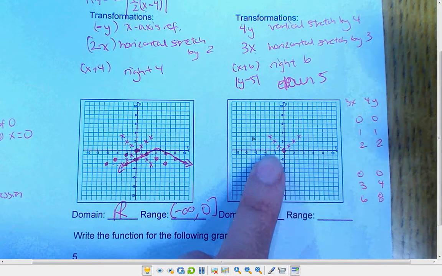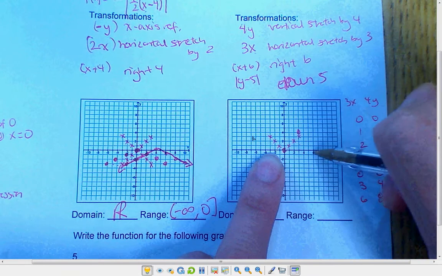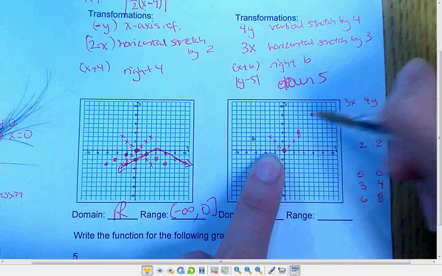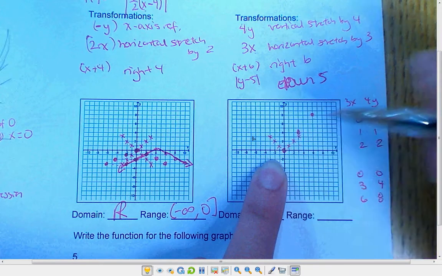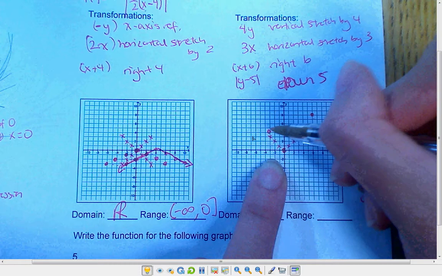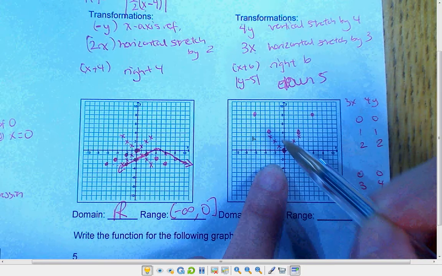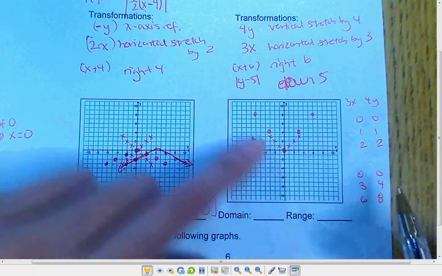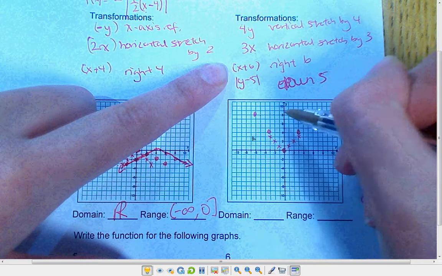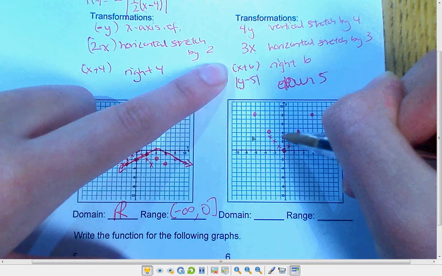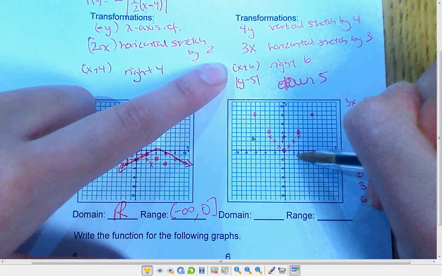So these are the points that I'm going to be plotting. So 3 over 4 up, and then 6 over 8 up. And the next one's going to be off the graph, so I'm not going to worry about it. So 3 to the left, 4 up, 6 to the left, 8 up. So these are the points now after I've done my stretches. And I'm going to move each of these points right 6 and down 5. 1, 2, 3, 4, 5, 6, down 5, 1, 2, 3, 4, 5.